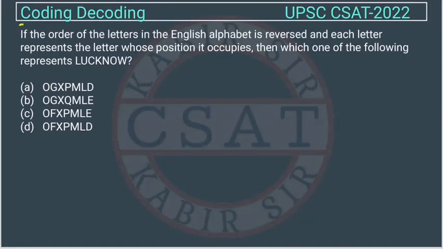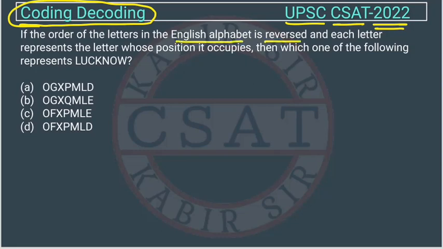So this is a coding decoding question asked by UPSC in their CSAT paper of 2022, right? If the order of the letters in the English alphabet is reversed and each letter represents the letter whose position it occupies, then which of the following represents Lucknow? First of all, in every question I am telling you which chapter the question is from. This is very important. This is a reasoning question, and it is from coding decoding.